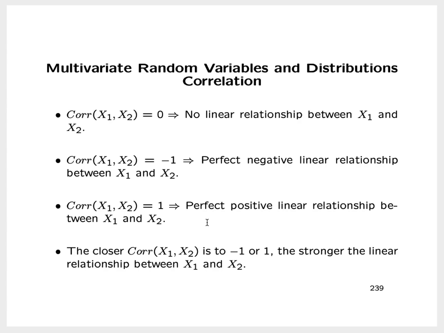Now, typically in real-world data, you're not going to see a correlation that's exactly equal to -1 or exactly equal to +1. But what we can say is that as the magnitude of the correlation increases, as the correlation gets closer to either -1 or +1, the stronger the linear relationship between x1 and x2. Likewise, the closer the correlation is to 0, the weaker the linear relationship is.